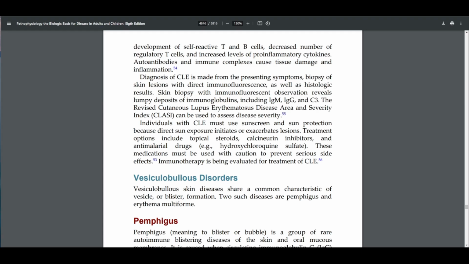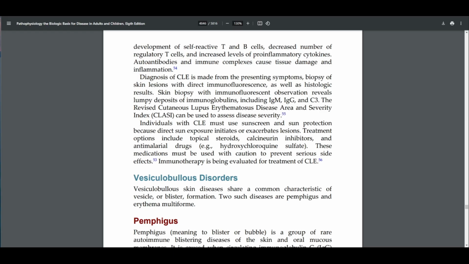Diagnosis of CLE is made from presenting symptoms, biopsy of skin lesions with direct immunofluorescence, as well as histologic results. Skin biopsy with immunofluorescent observation reveals lumpy deposits of immunoglobulins, including IgM, IgG, and C3. The revised cutaneous lupus erythematosus disease area and severity index can be used to assess disease severity.